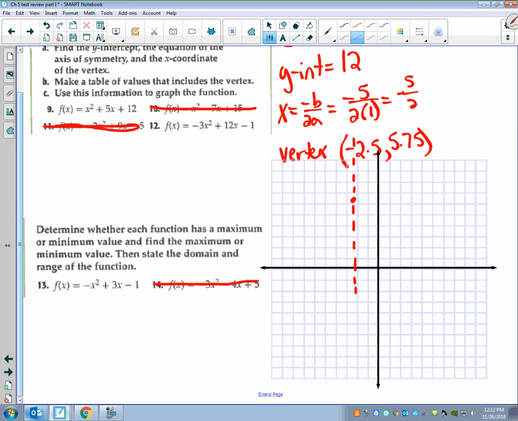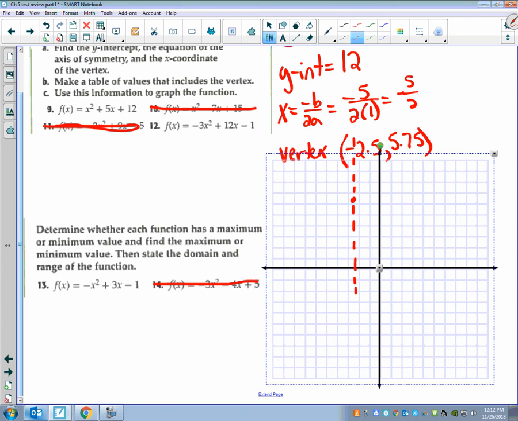Well, I've moved that. Sorry, I moved my graph and now it's moved. 1, 2, 3, 4, 5.75. I think it should be right there now. And then I could use my y-intercept, which is 12, but 12 is off the graph.